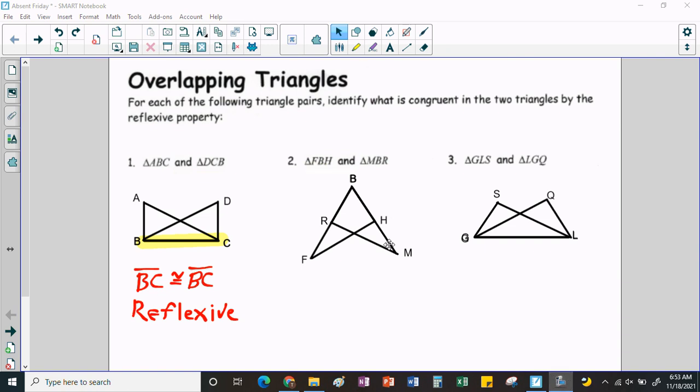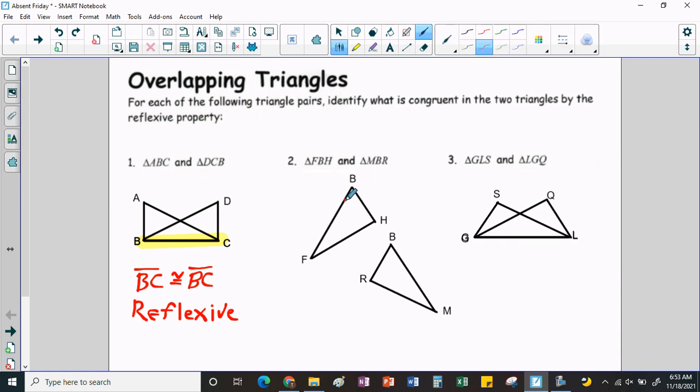In problem number 2, if you separate our two triangles, you can see we have two totally separate triangles, but what was the same before we separated them? If we put them back together, what is the same for both of these triangles? It's this angle up here on the top. So separately, we would say in the two triangles, angle B is congruent to angle B, again, by the reflexive property. And that's it. That's your answer for the second problem.